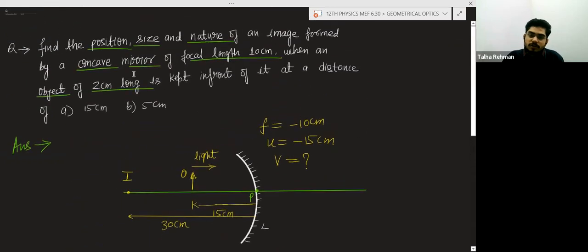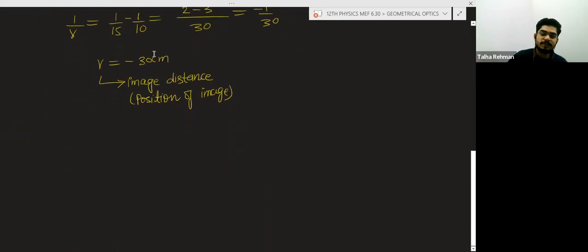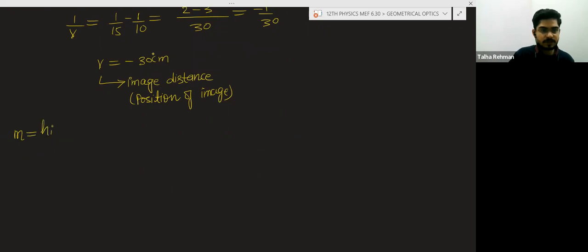Okay, now the position we have found. After that we have to find the size of the image. Size can be found with the help of the magnification. We know magnification is equal to height of the image divided by height of the object. This is also given as minus v by u.